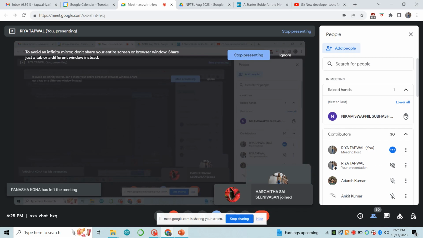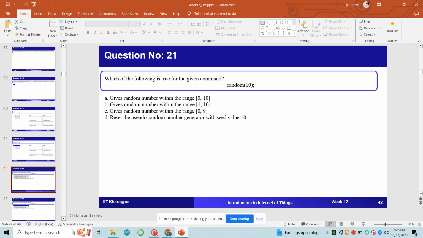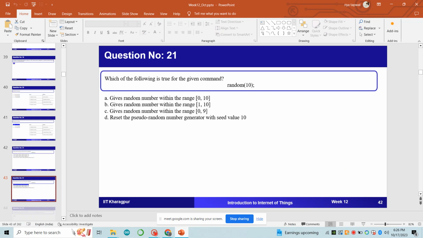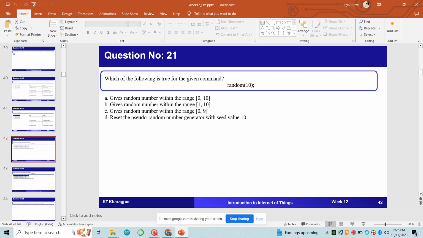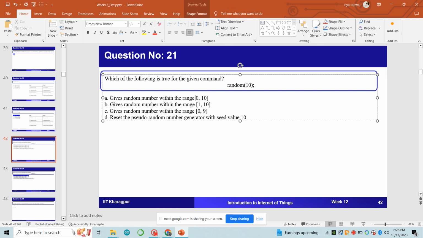Not 0 and 1, 0 and 10, sorry. Right. So with random 10 you can generate a random number between 0 to 10. So sometimes you may get a question where your 0 and 10 should also be there in the range because you have used the square bracket. So if someone uses only the parenthesis, then that option will be wrong. If I write something like this here, then this option will be wrong.